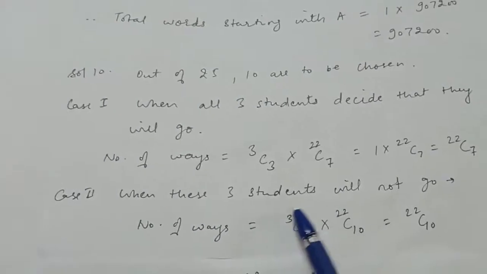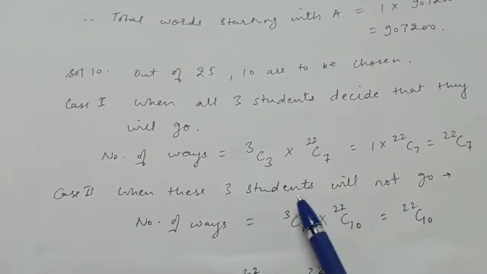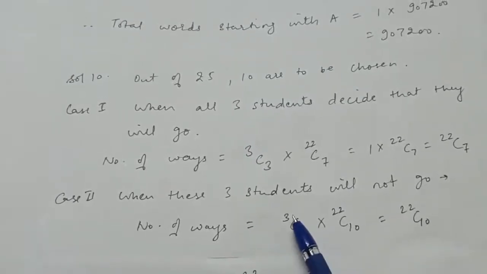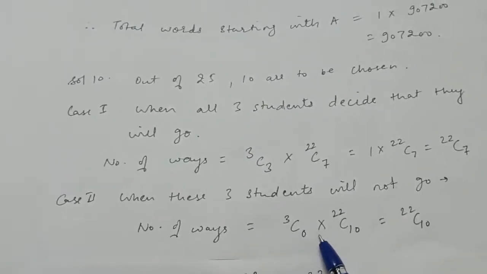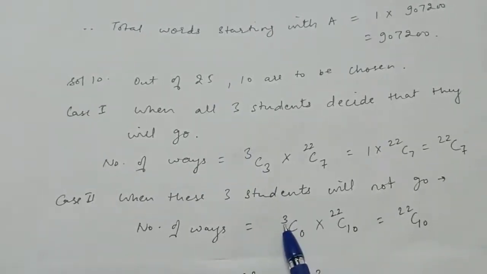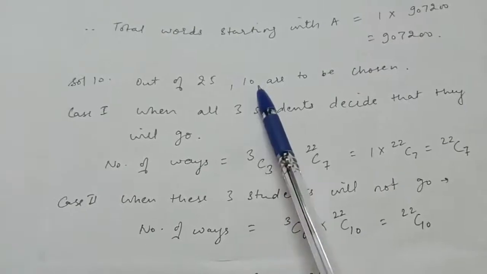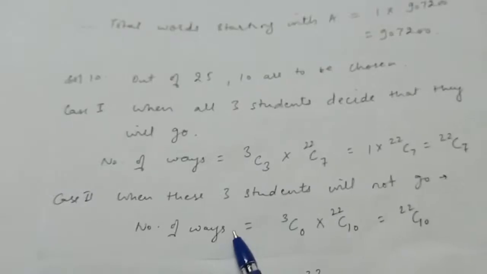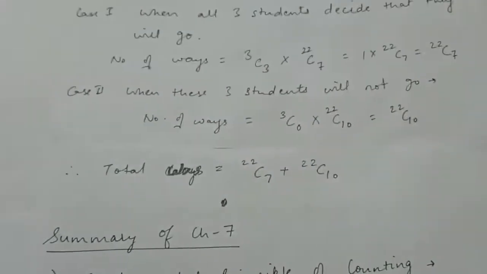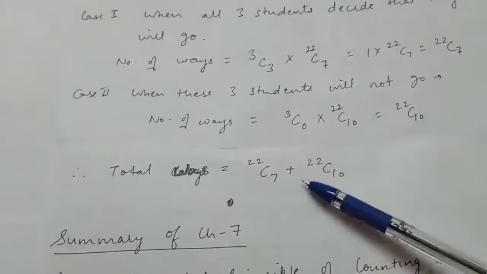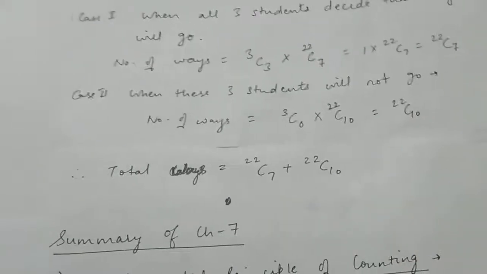Now when these 3 students decide that they will not go, so out of these 3, no one will go, right? So 3C0 into, now the options left are 22 because these 3 students will not go, but we have to select all the 10 students. So for this case, the number of ways will be 22C10, right? So total ways will be, add both of the ways of these cases, that is 22C7 plus 22C10.